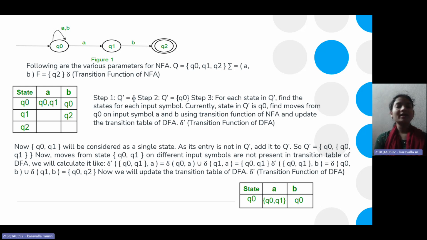Now moves from state Q0Q1 on different input symbols are not present in the transition table of the DFA. We will calculate it: transition of Q0Q1 on A equals transition of Q0 on A union transition of Q1 on A, equals Q0Q1. Similarly for Q0Q1 on B. So now we will update the transition table of the DFA. Here is the updated transition table.